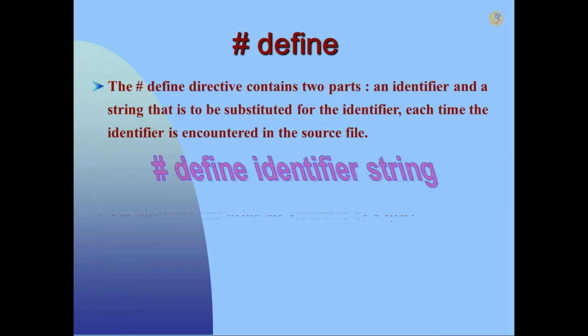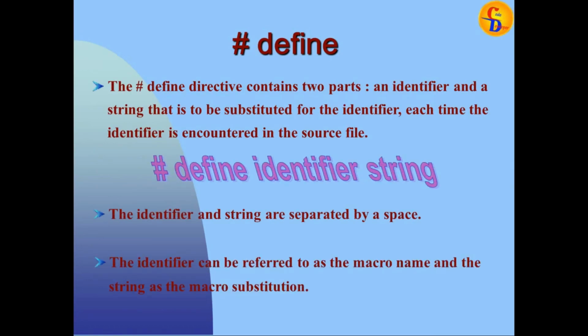#define. The #define directive contains two parts: an identifier, and a string that is to be substituted for the identifier each time the identifier is encountered in the source file. Syntax: #define identifier string. The identifier and string are separated by a space. The identifier can be referred to as the macro name and the string as the macro substitution.